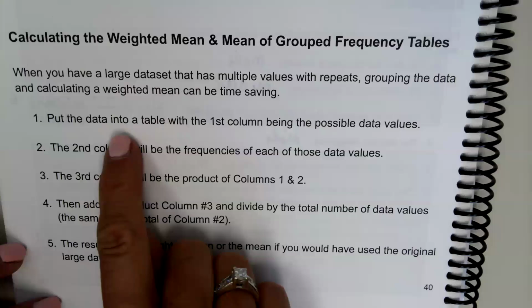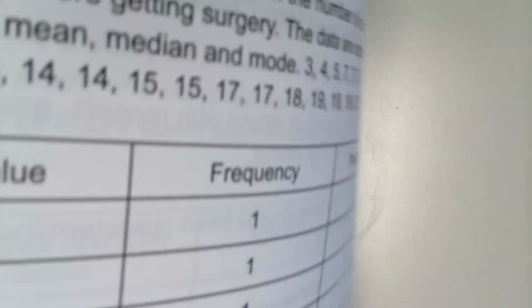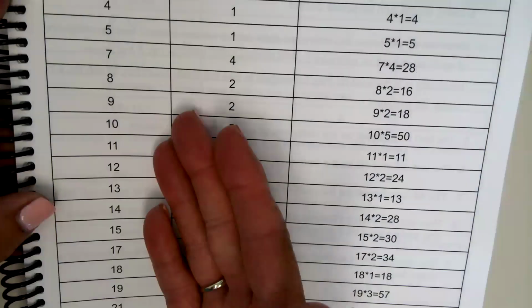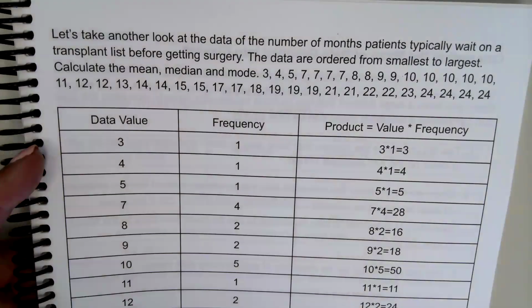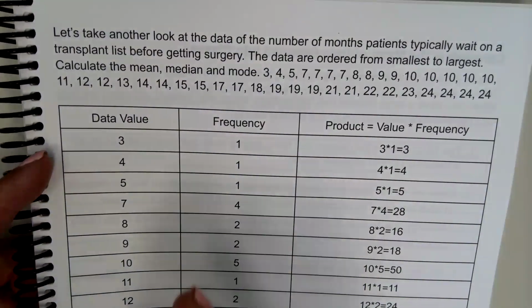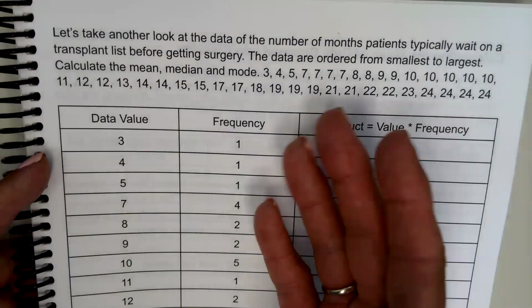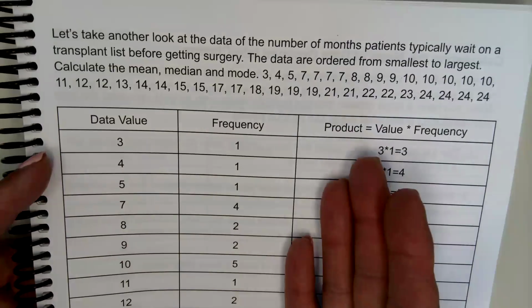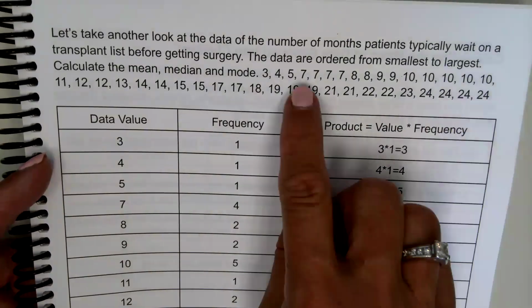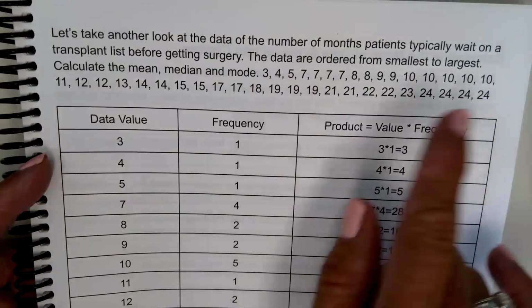So put the data into a table with the first column being the possible data values. You'll see on page 41 that I've done this with this data. We are revisiting the transplant data, how long a patient waits on the transplant list. If you remember correctly, there were 39 data points, and it would take a while to type those in. You could see we had several repeats on the 7s, the 10s, 19s, and so forth.